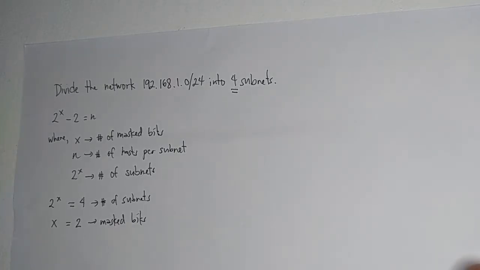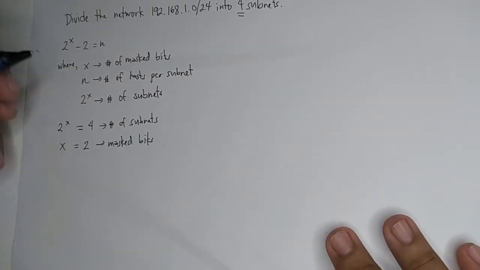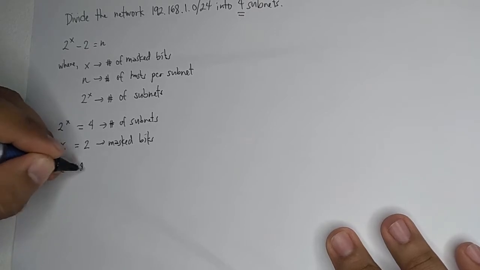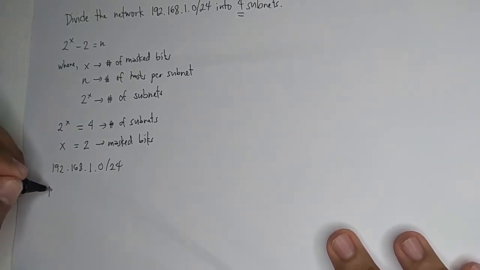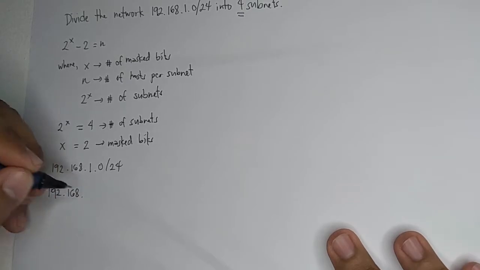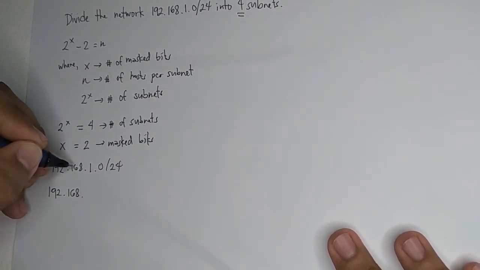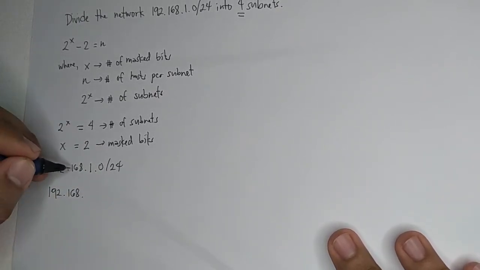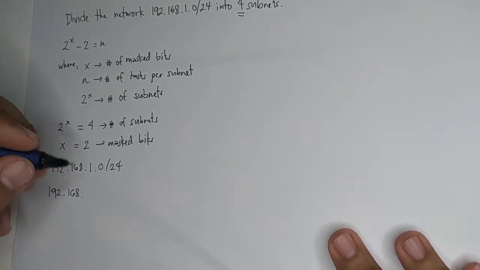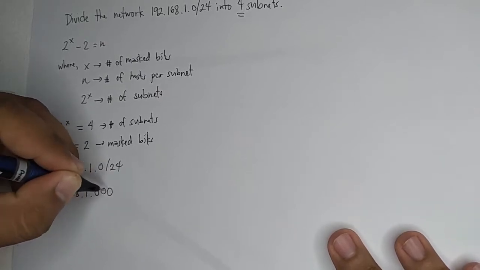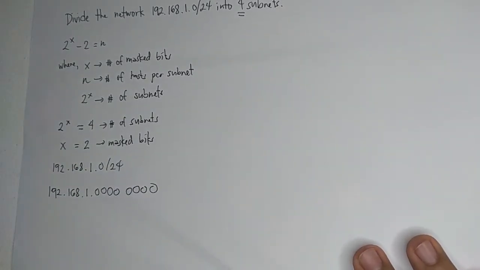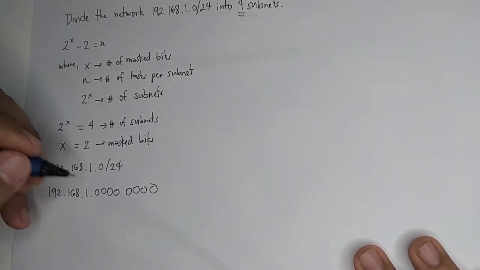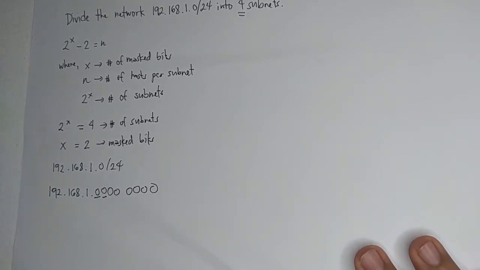Given that this is a slash 24 notation, we have 192.168.1.0/24. You have 8 bits per octet, so 8 plus 8 plus 8 is 24: 8, 16, 24. Then you have the fourth octet in binary, 1, 2, 3, 4. From here we will borrow 2 additional bits for our subnet, this one and this one here.